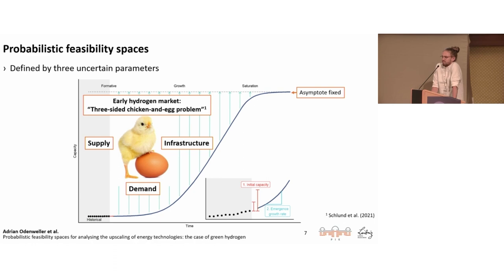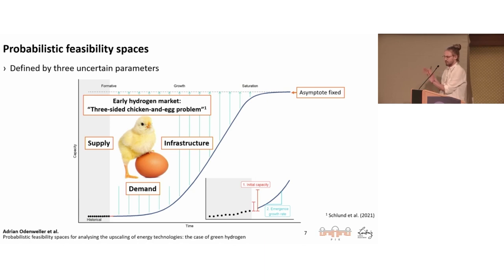And that is very different to, for example, the upscaling of solar PV, where demand for electricity was already in place and which could also tap into existing infrastructure, namely the electricity grid. So for green hydrogen, that's not the case, and arguably it's not the case for other early energy technologies as well.